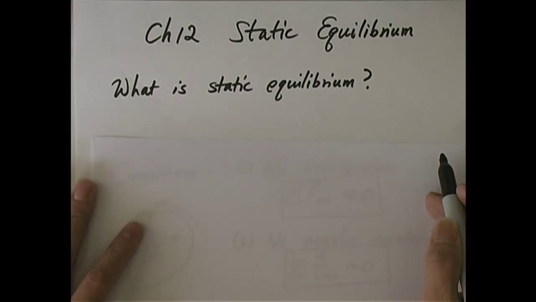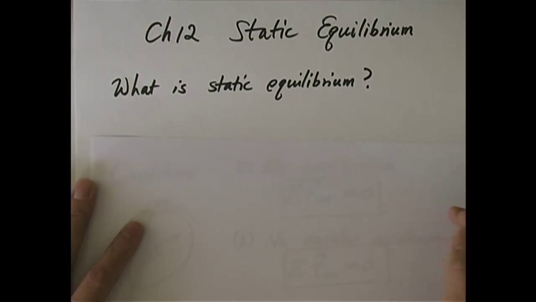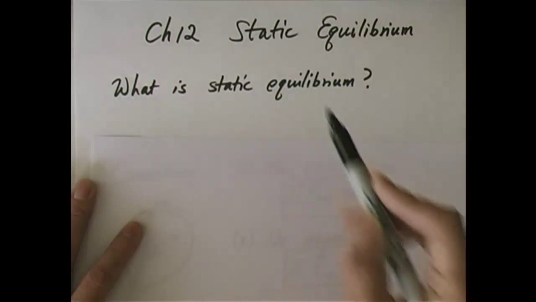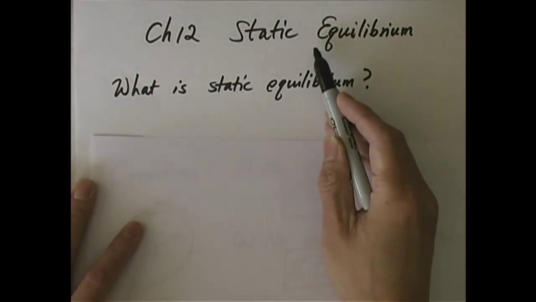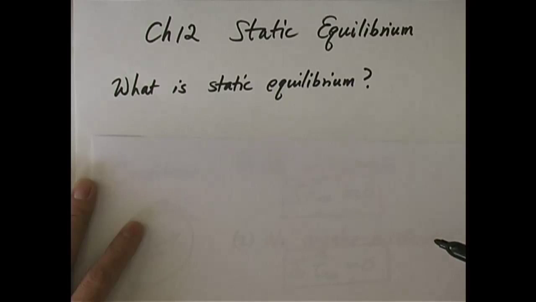For example, when you build a bridge, you don't want the bridge to move at all. You want it to be simply stationary. You want it to be there, not moving at all. That, of course, is a static case. And how do you ensure the bridge is not moving anywhere? Well, you want it to be in what's called mechanical equilibrium so that it doesn't move or rotate.